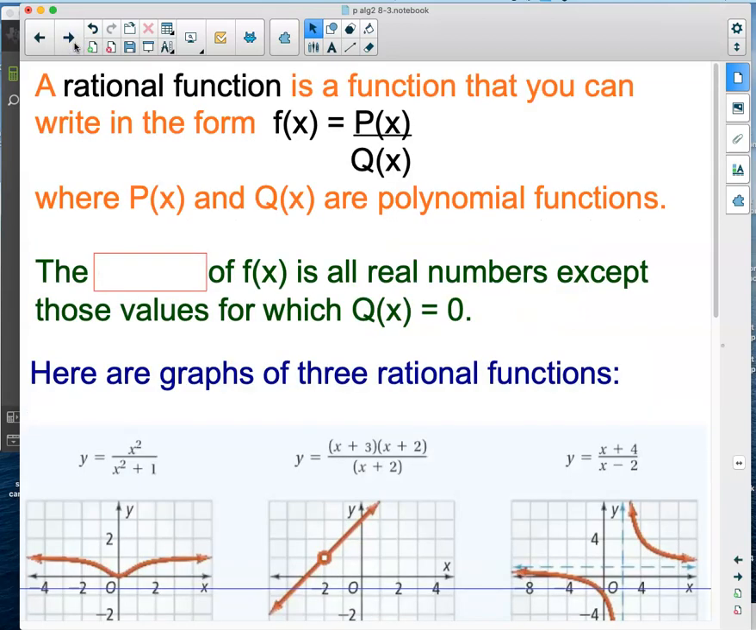So here's how it starts. You have some rational function that we can write as some polynomial over some polynomial. That's what we want to do. P of x and q of x, polynomial functions. The domain of f of x is all real numbers except the one that would make our denominator 0.